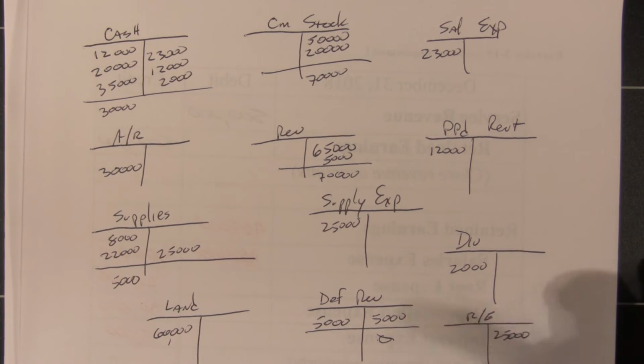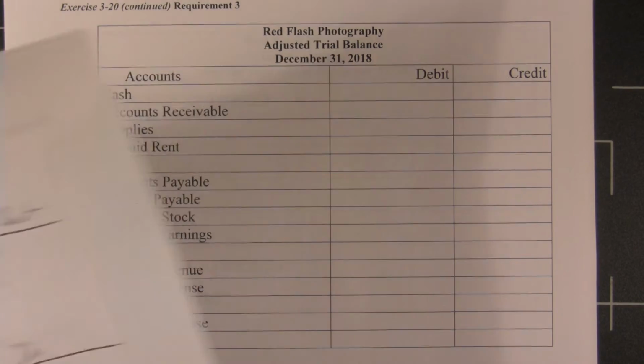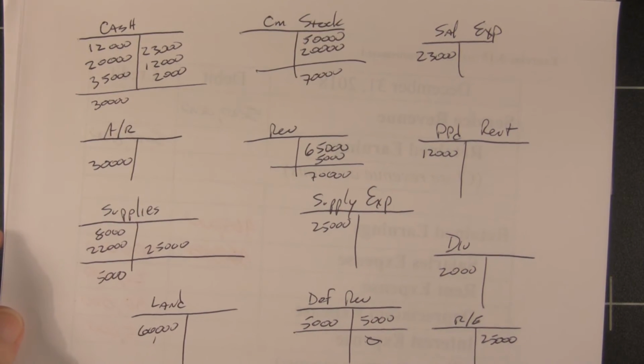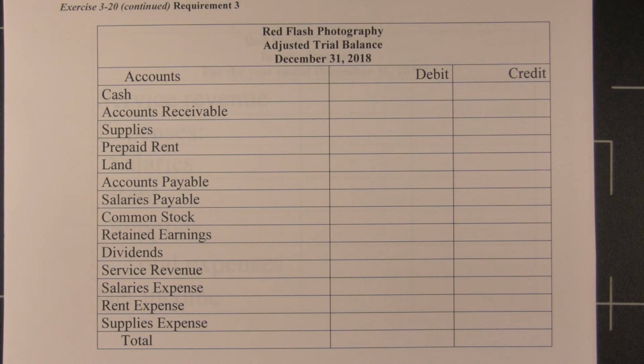Now I can use these numbers to go through and fill in the adjusted trial balance. So while it doesn't say do T accounts, the most efficient way to come up with these numbers is to do T accounts. And now I'm going to copy the numbers from the T accounts to the adjusted trial balance. And that's really the easy part.